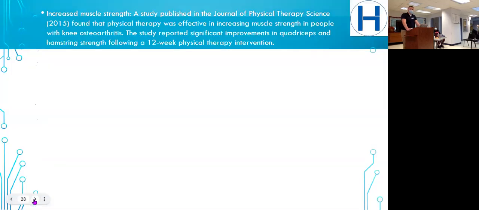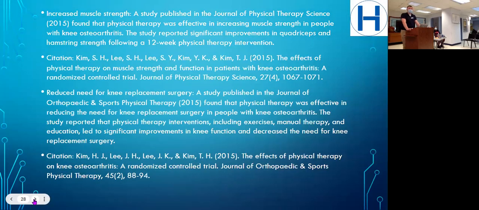Okay, next slide. There are two more studies. Increased muscle strength. As I said, no matter your age, you can build up muscles. There's tons of research, but it takes time. This study found that physical therapy was effective in increasing muscle strength in people with knee OA. The study reported significant improvements in quadriceps and hamstring strength. Quadriceps is the front of the thigh, and hamstring is the back of the thigh. They're the main muscles that actually work and move your knee. But it also took 12 weeks. So you see, nothing happened in a week, nothing happened overnight. It's work. It's never easy, but we guide you through it to make it easy.